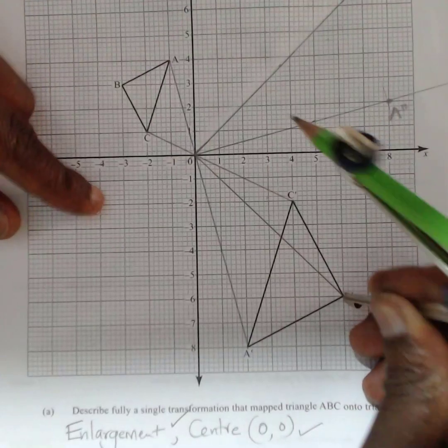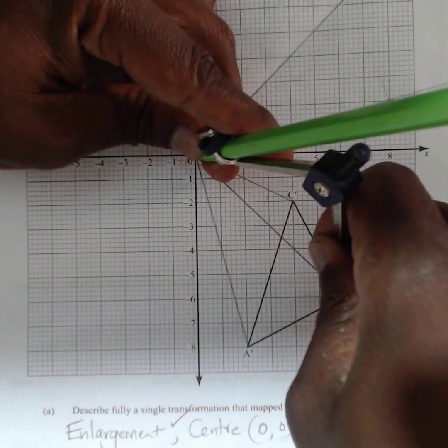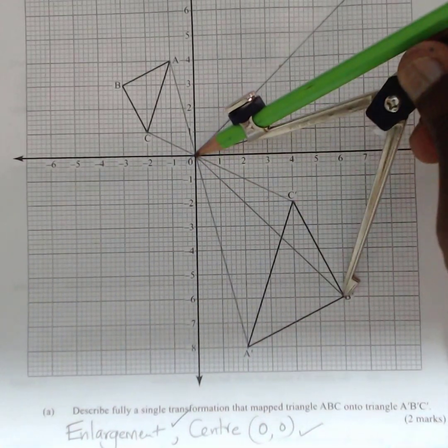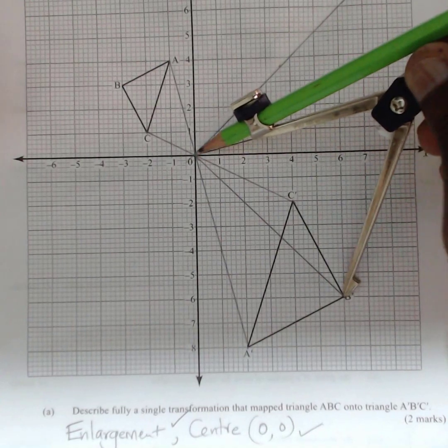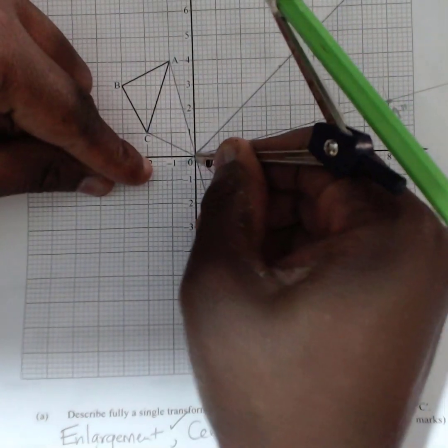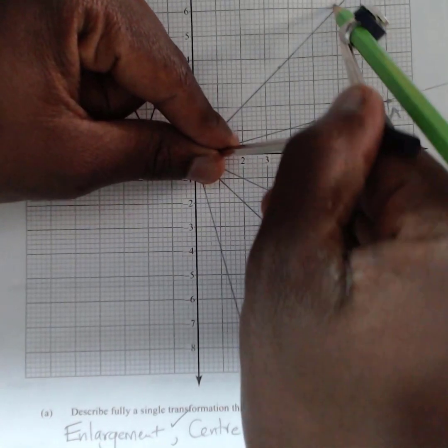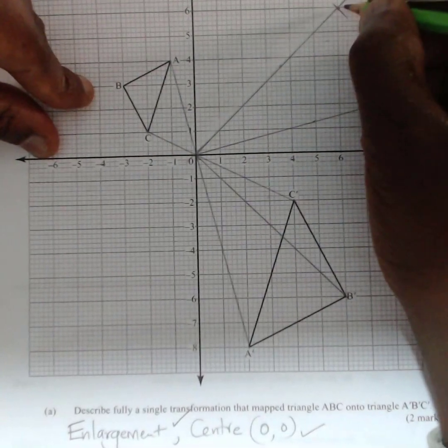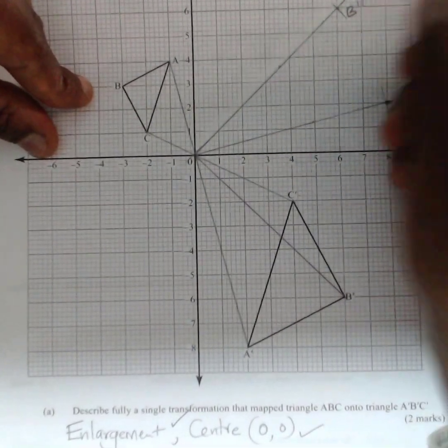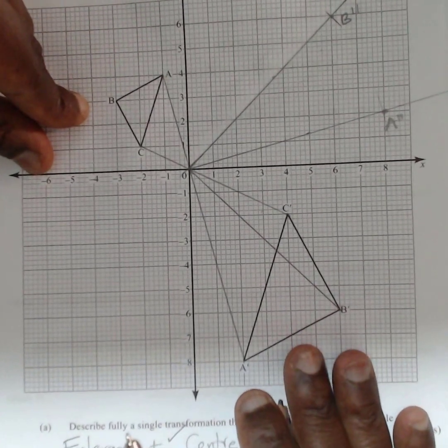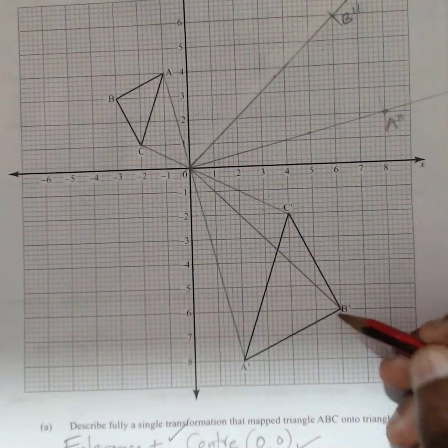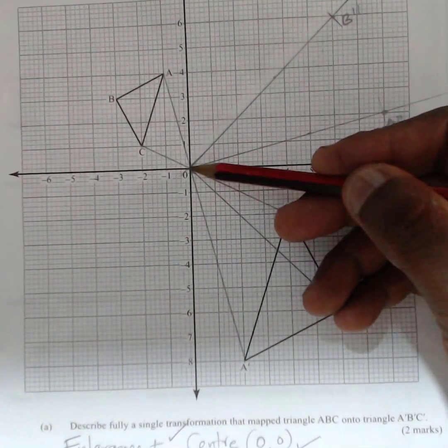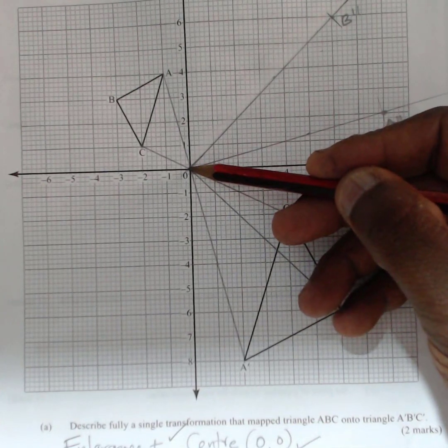Take the distance B prime to the center of rotation, then that distance should be the same, so you mark it. So B double prime will be there. You take this distance from B prime to the center after you measure 90 degrees, then transfer the same distance along this line, so you get B double prime there.